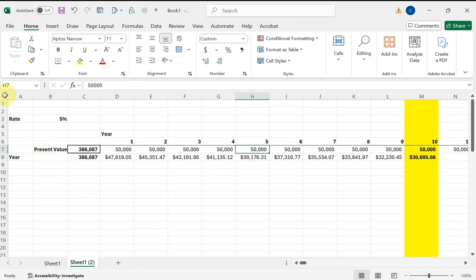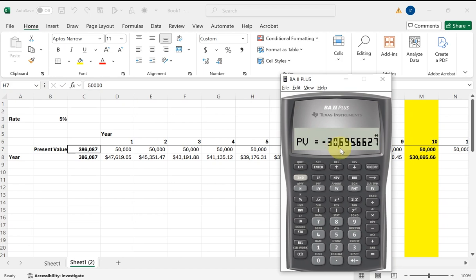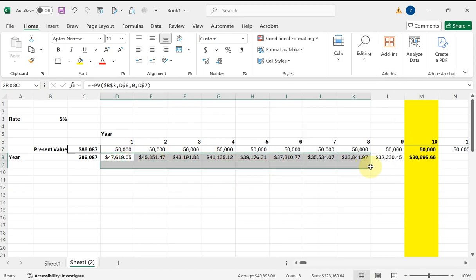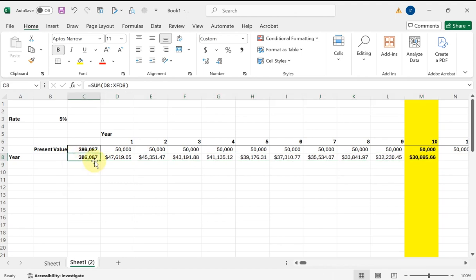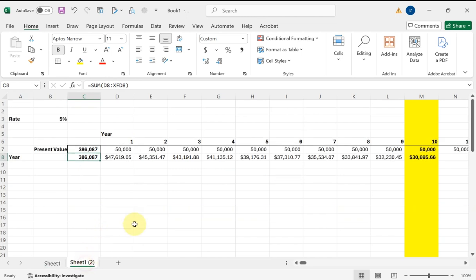Okay, and so you can see on the calculator, year 10 is still the same, $30,695.66. And when I sum up the first 10 years, I get $386.87, which is the same as I have here, right? So let's take this perpetuity out.